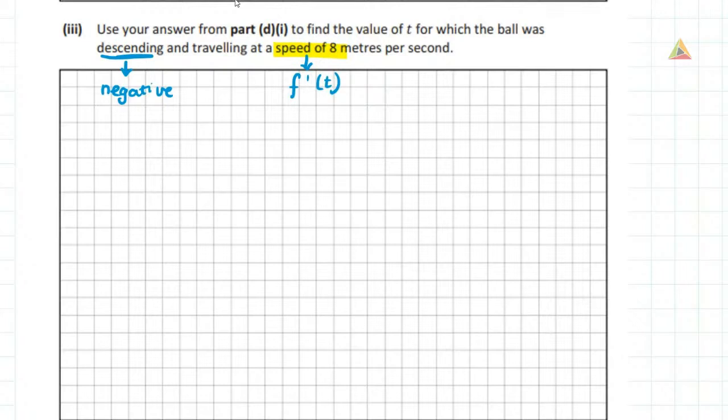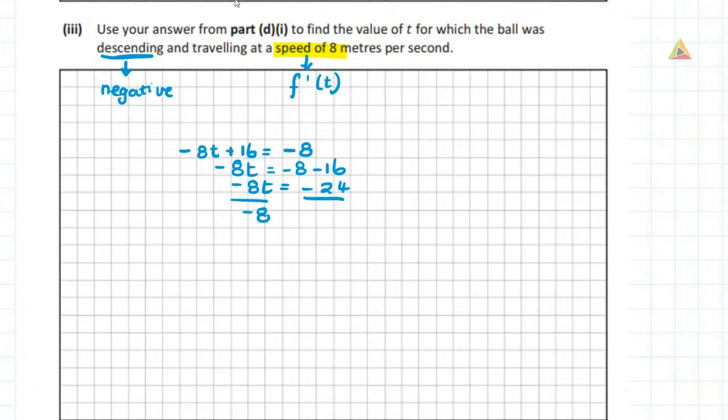So we're going to take our value for f dashed of t again from part 1. So that was minus 8t plus 16. And we're going to put it equal to minus, because of the word descending, and 8 because we were told that that was the speed. So minus 8t plus 16 is equal to minus 8, and we're going to solve for t. So we're going to subtract 16 from both sides of this equation, which gives me minus 8t is equal to minus 24.